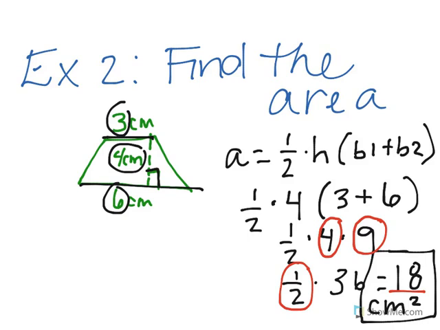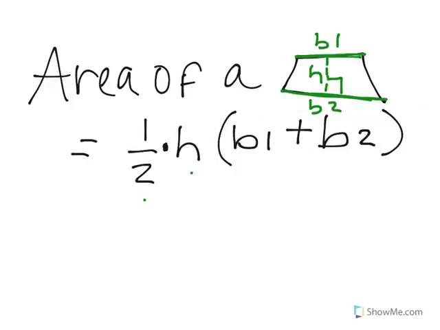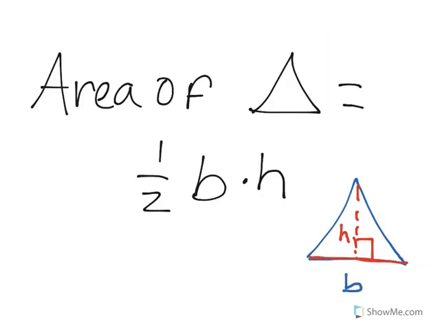So again, don't let this formula right here be too intimidating to you. Add the bases, times by the height, and chop it in half. That's how you find the area of a trapezoid. And then in order to find the area of a triangle, you multiply the base times the height, and then you chop it in half. Chopping it in half is the same as timesing it by 1/2. And then that brings us to the end of the lesson.